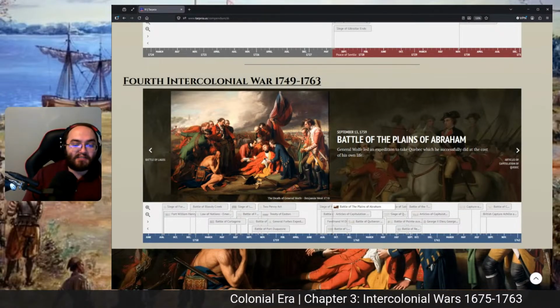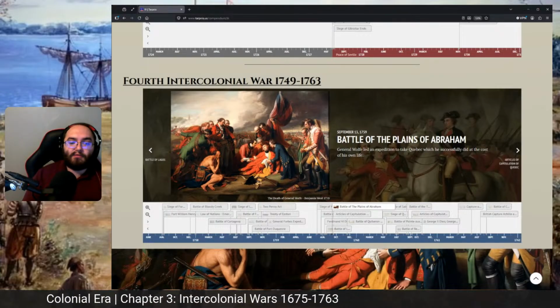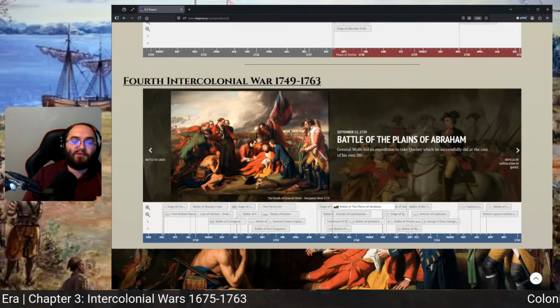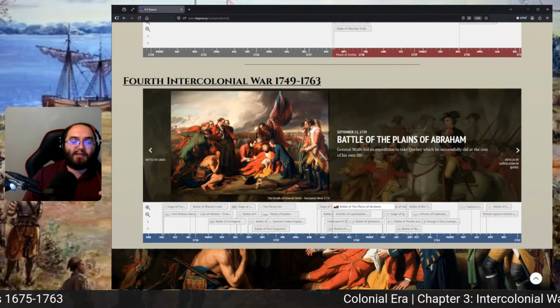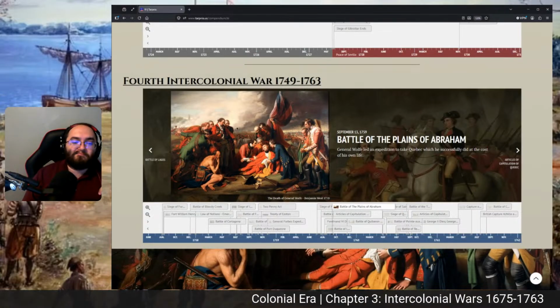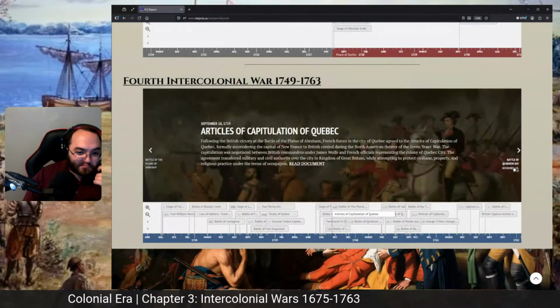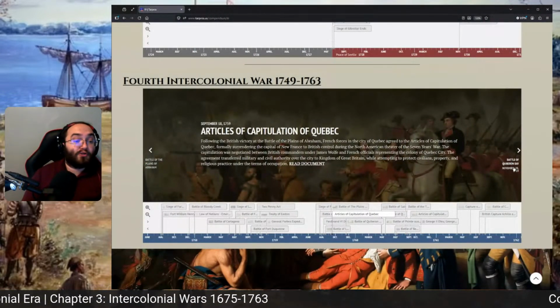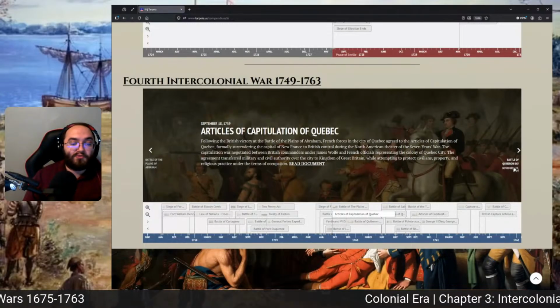And this depicts the death of General Wolfe at the Battle of the Plains of Abraham, in order to take Quebec. And so you have this battle going on in the background, and General Wolfe and his entourage comforting him as he dies at the battle. British win that battle, and they are able to take Quebec with the Articles of Capitulation.